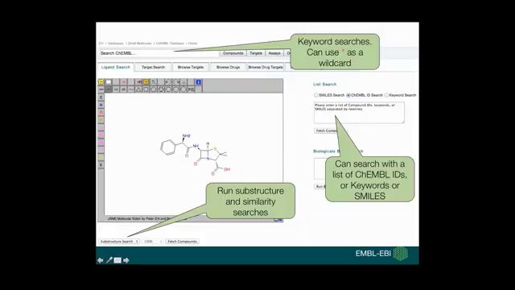You can draw in your structure here and run it as a substructure or a similarity search. Or if you're more chemistry minded and you know about SMILES, then you can run a list of SMILES searches here. I believe this is restricted to about 1,000, but you can run quite a long list of keywords or SMILES or ChEMBL IDs of compounds if you know what you're trying to find.